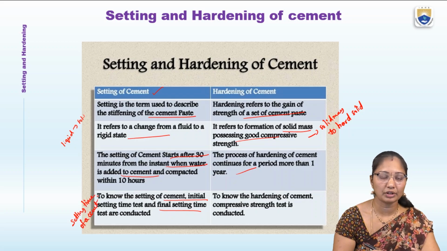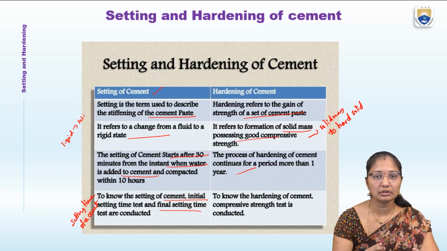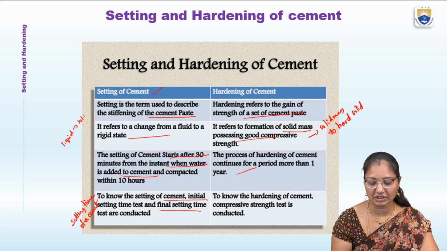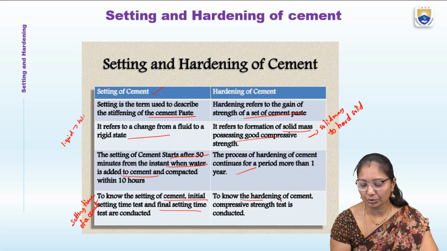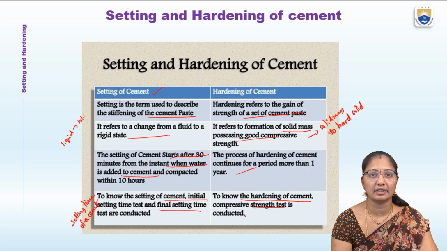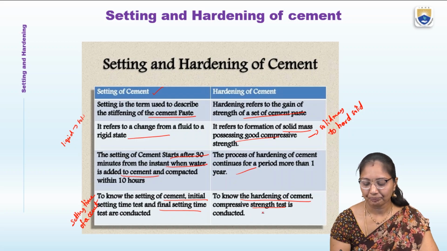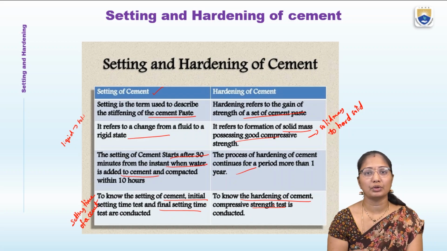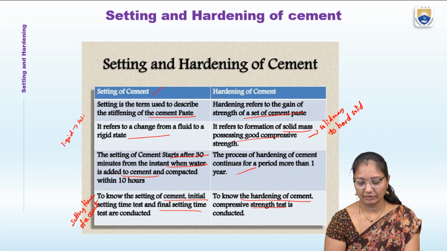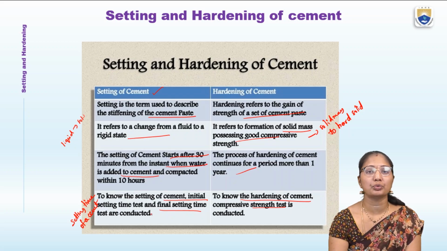The initial setting time is measured before stiffening, and the final setting time after stiffening of the cement paste, to know the setting time of a particular cement paste. To know the hardening of cement, the compressive strength test is conducted. These are the two tests conducted to know the setting time and the hardening of a particular cement.